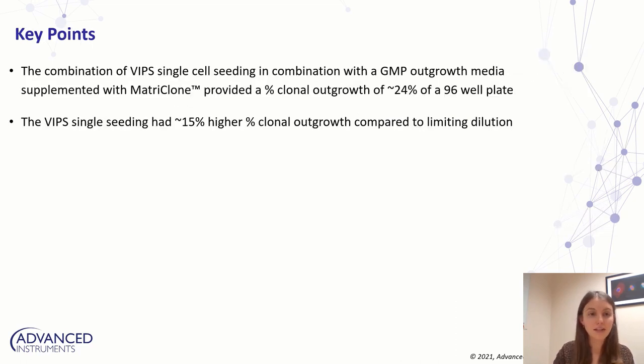So from this study, we have found that the combination of VIPS single seeding with the GMP outgrowth media supplemented with Matriclone can provide us with a percentage clonal outgrowth of approximately 24%. This is 15% higher than the traditional method using limiting dilution.